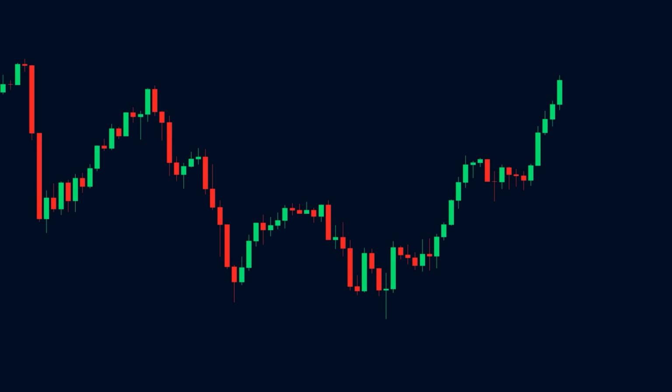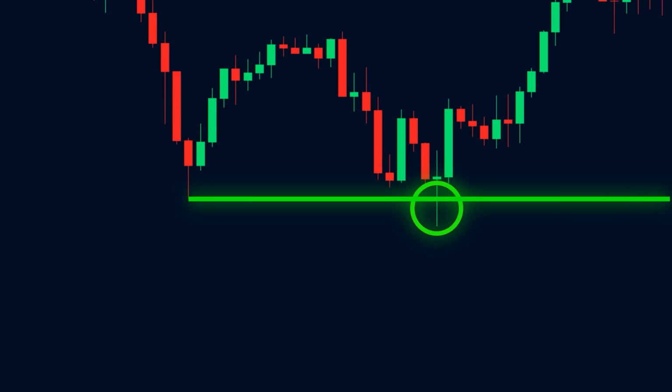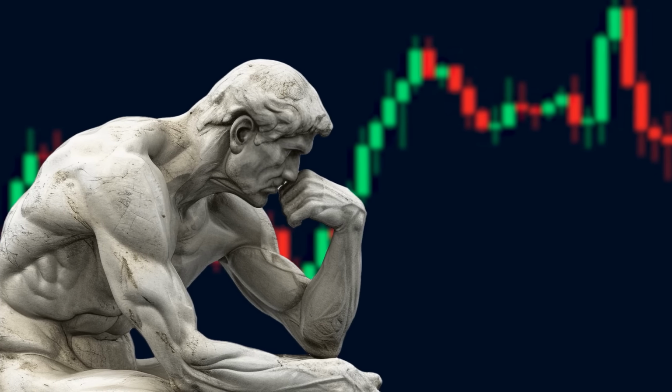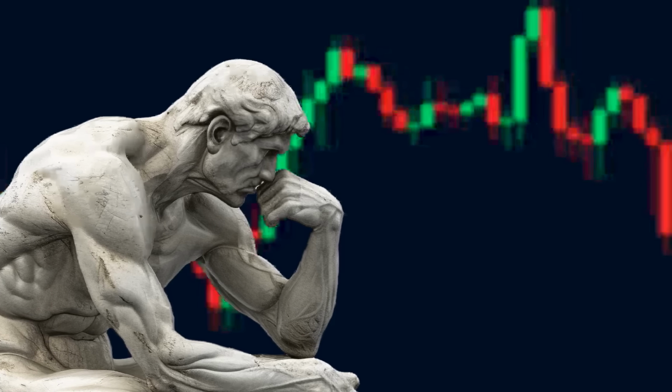The problem? Liquidity grabs are hard to identify in real time. You only realize it after the candle closes and the move is already gone. But what if there was a way to see them the moment they formed? What if the chart itself could tell you instantly when liquidity just got grabbed? That's exactly what you're about to see.